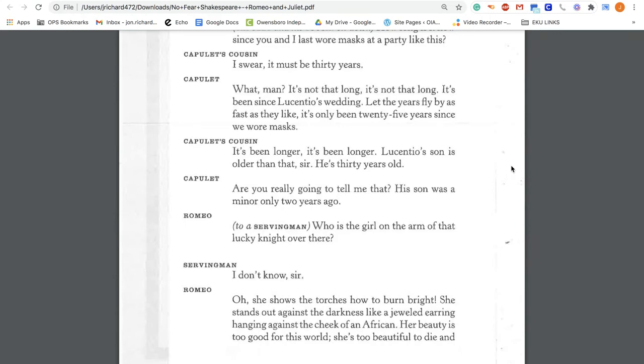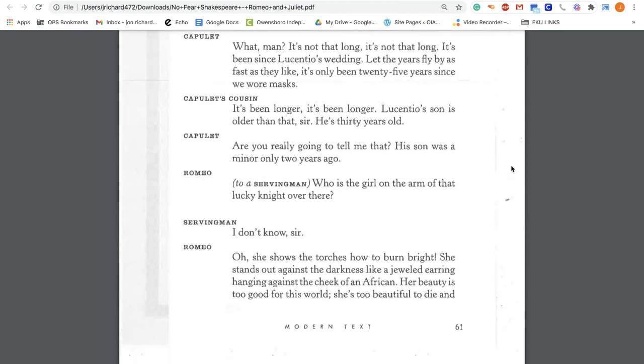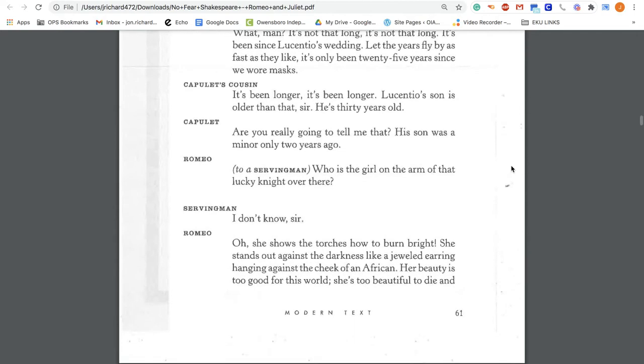All right, Romeo, speaking to a serving man, away from this conversation. Who's the girl on the arm of that lucky knight over there? I don't know, sir. Oh, she shows the torches how to burn bright.